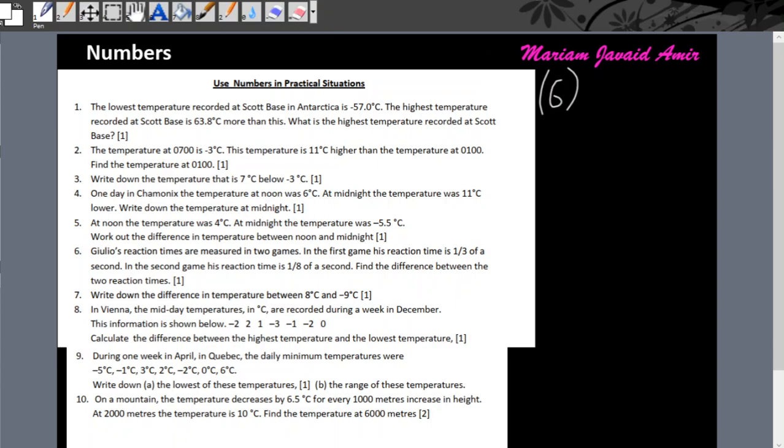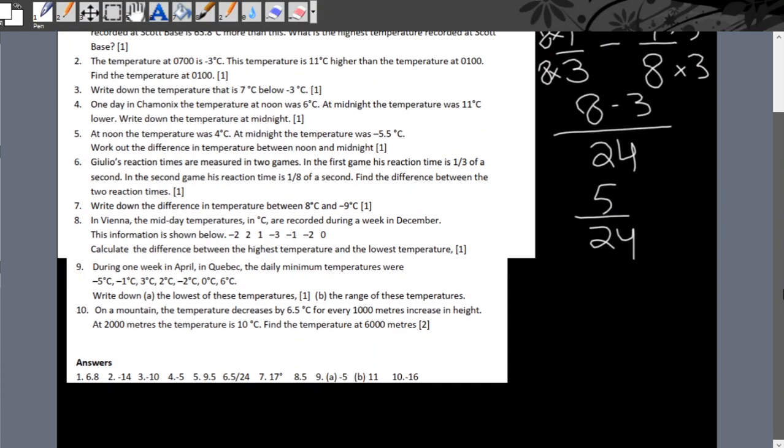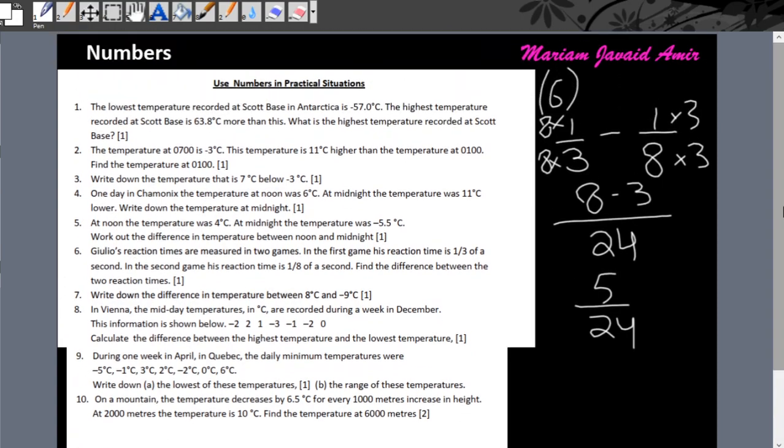So which one of these is bigger, 1 over 3 or 1 over 8? When the denominator is smaller, then the fraction is bigger, and when the denominator is bigger, the fraction is smaller. So 1 by 3 is actually the bigger number and 1 by 8 is the smaller number. So we subtract it like this. We'll first take the LCM, which will be 24, and we'll be multiplying 8 here, and we'll be multiplying 3 here. So the denominator becomes 24, the numerator becomes 8 minus 3, which is 5 over 24. This should be the answer for question 6, which it is.